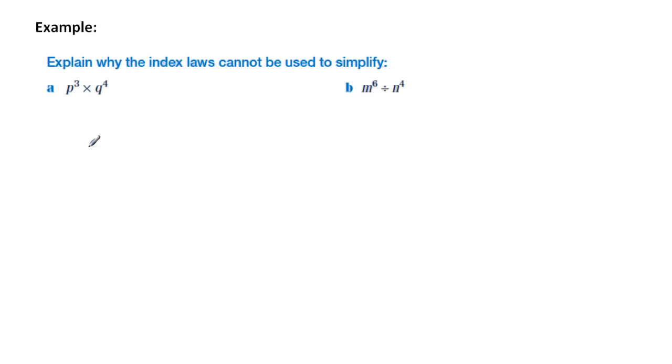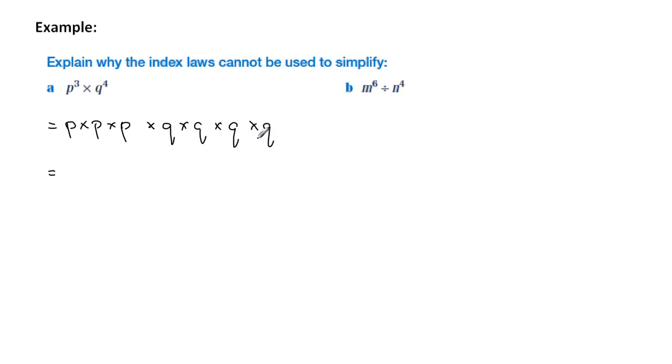In this last example, we're going to have a look at why the index laws can't be used in these particular cases. Now you'll notice that we've got a p to the power of 3 times q to the 4. The best way to see why this doesn't work is to multiply them out in expanded form. So there's p times p times p, and here's q times q times q, and there's another one, q to the 4.